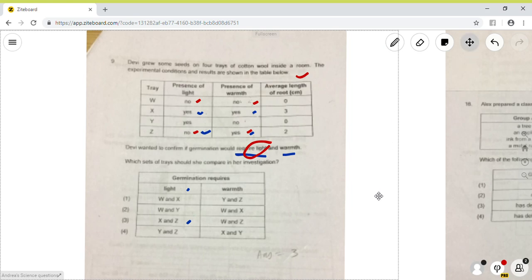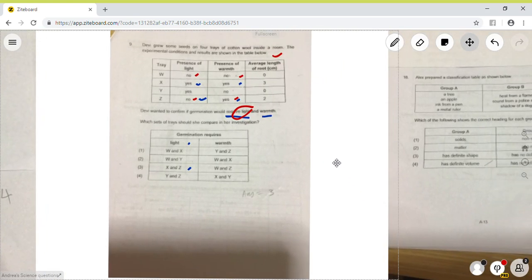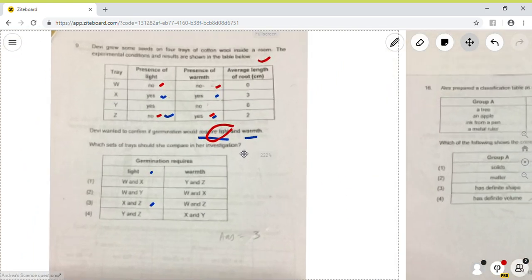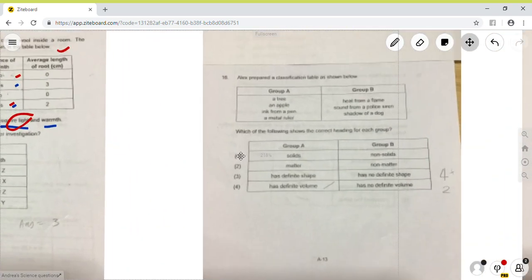Okay. That's all for this one. Any other question for this? Okay, next.